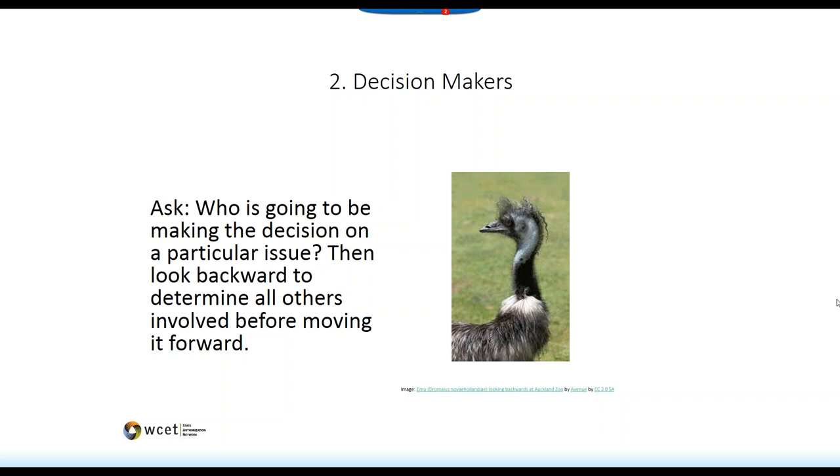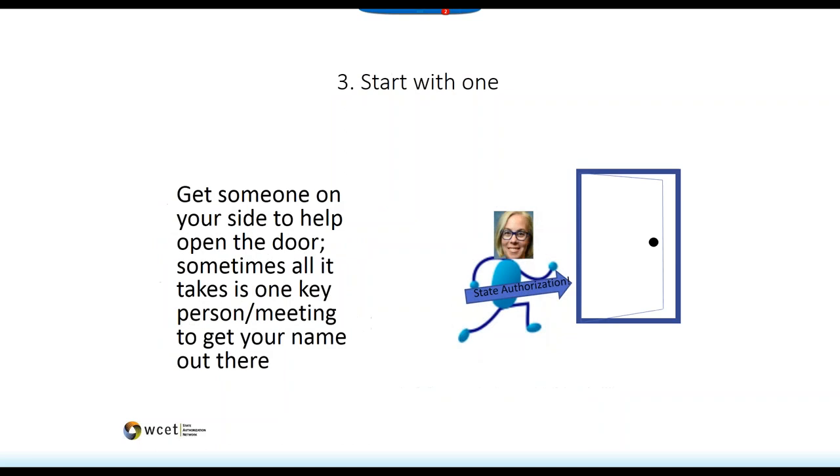And then I determine those that are going to be involved or have to sign off along the way. I try to take all of that information with me to the ultimate decision maker because that gives me a more complete picture of the issue I'm working on, but it also helps the decision maker make a more informed decision. And again, in the meantime, you're keeping everyone informed along the way.